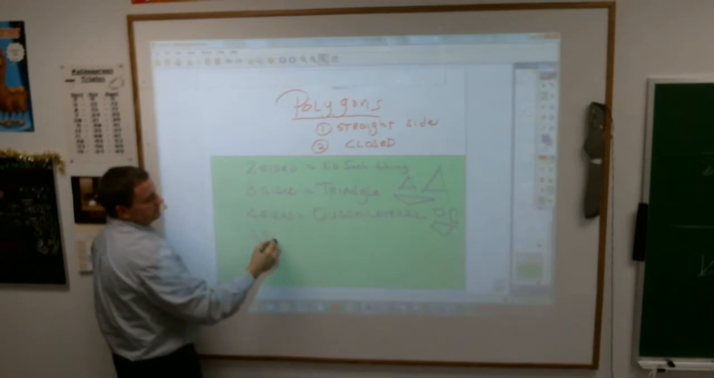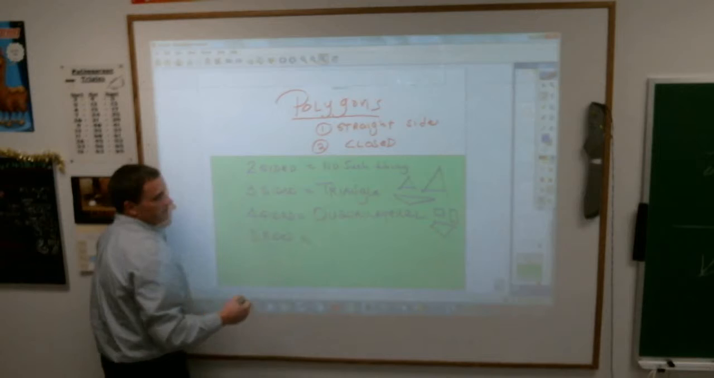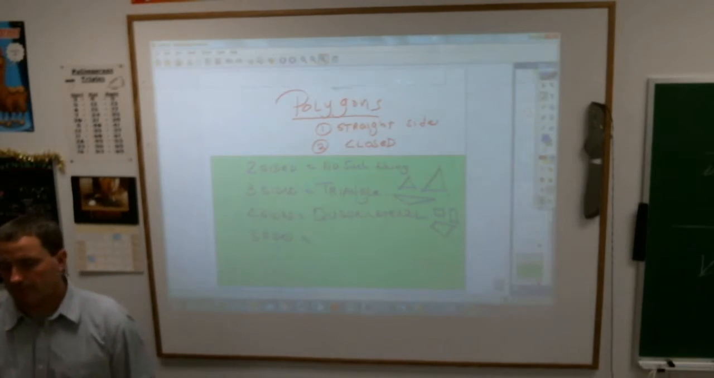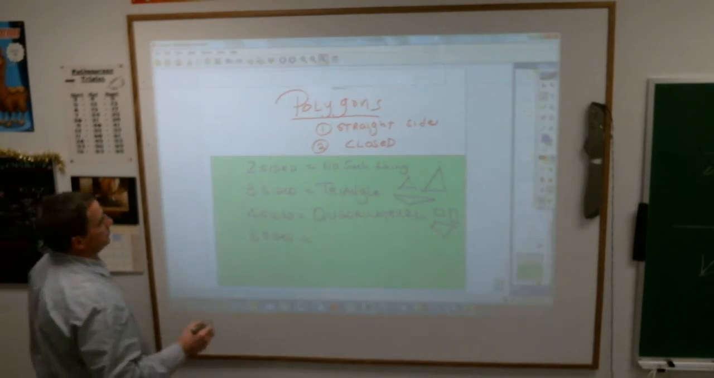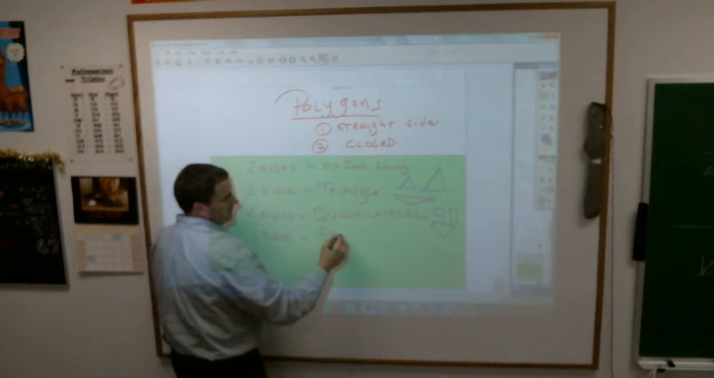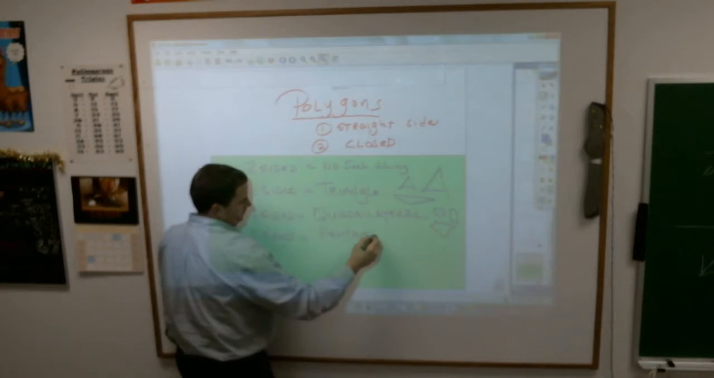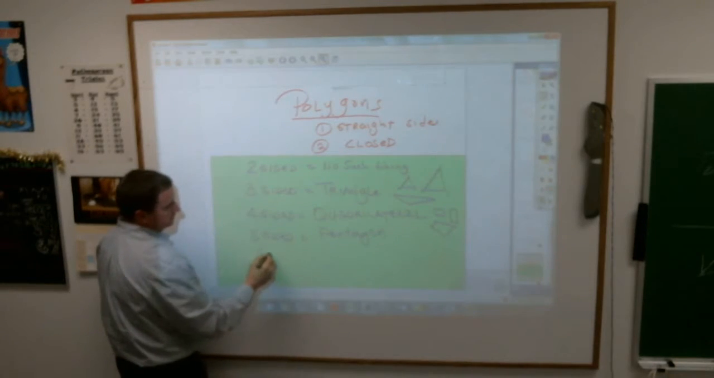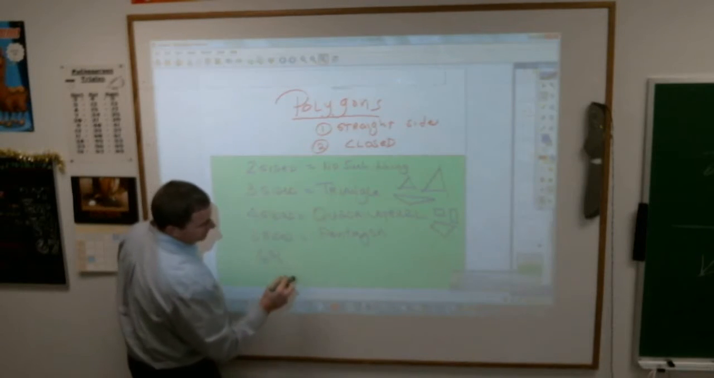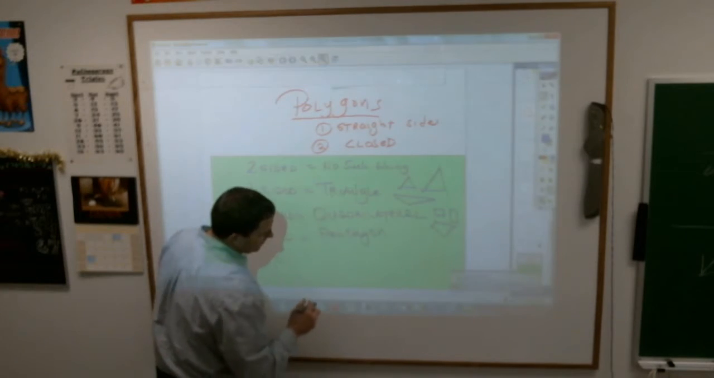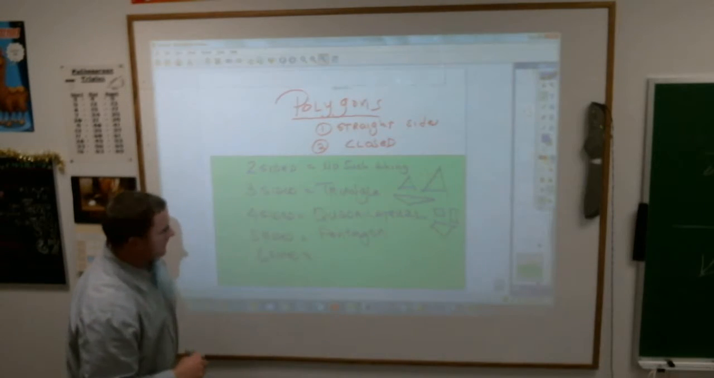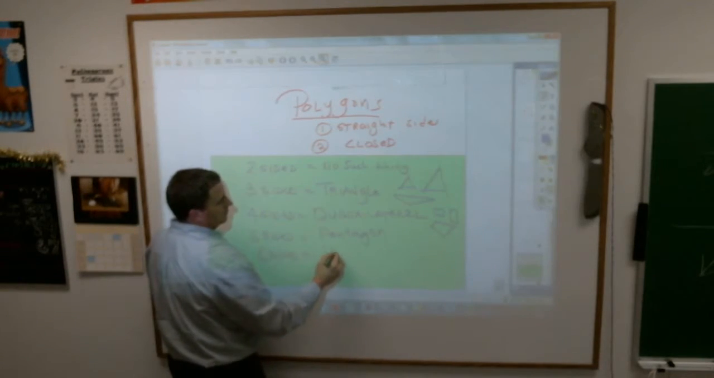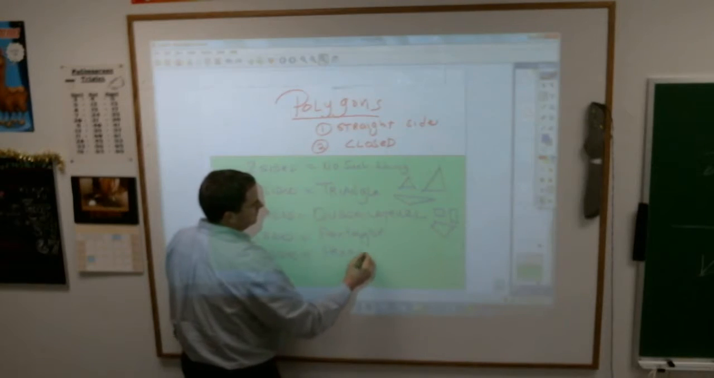Five-sided shape. Bella? Pentagon. Pentagons. A six-sided shape. Six sides, Brooke. Hexagon.